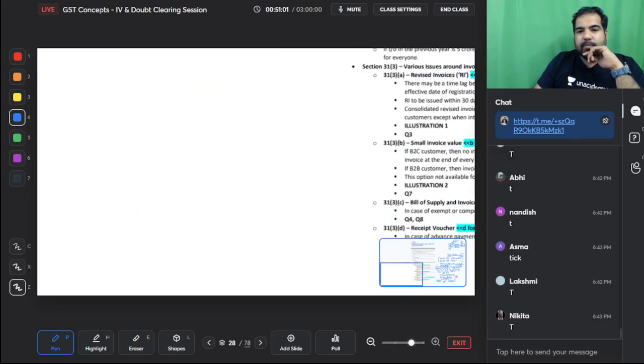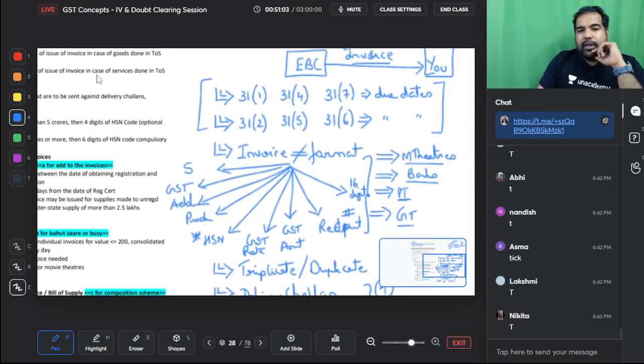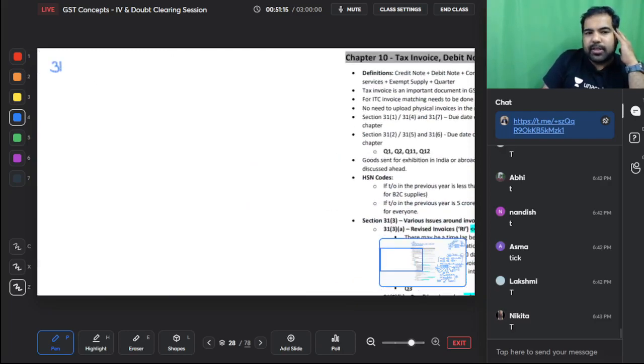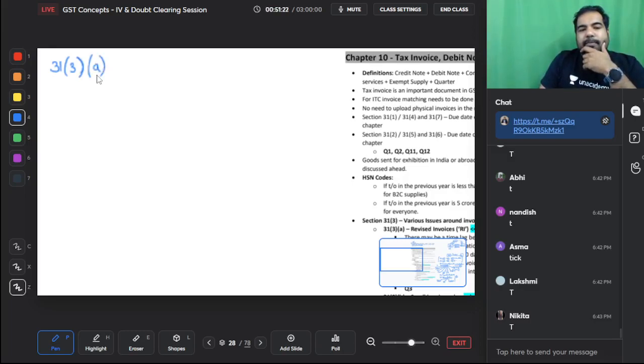Next, while 31, 1, 4 and 7 are covered here, 2, 5 and 6 is covered here, but there is one missing number, that is 31, 3 guys. If you see, there is no 31, 3. So 31, 3 are some special circumstances. Watch out on the screen. 31, 3A, A is for additional, that's the shortcut.